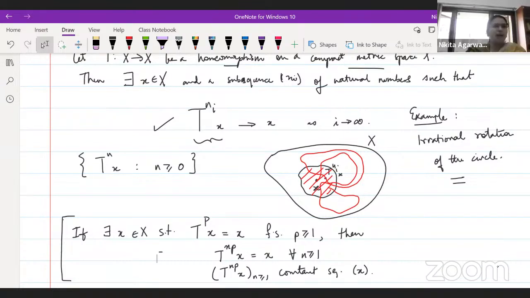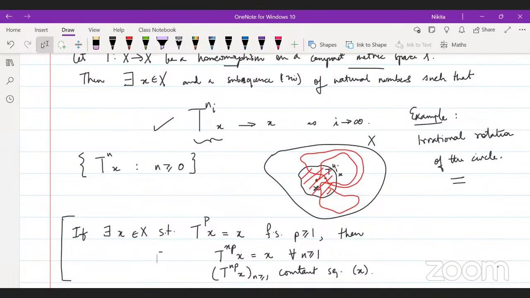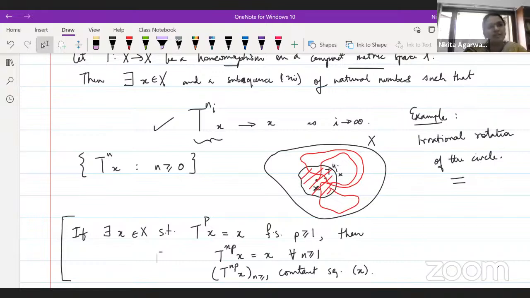But see, identity map is a homeomorphism, right? Yeah. So it's quite possible that nothing happens. But you were talking about recurrence, right? Even when there is recurrence, but in a different way.